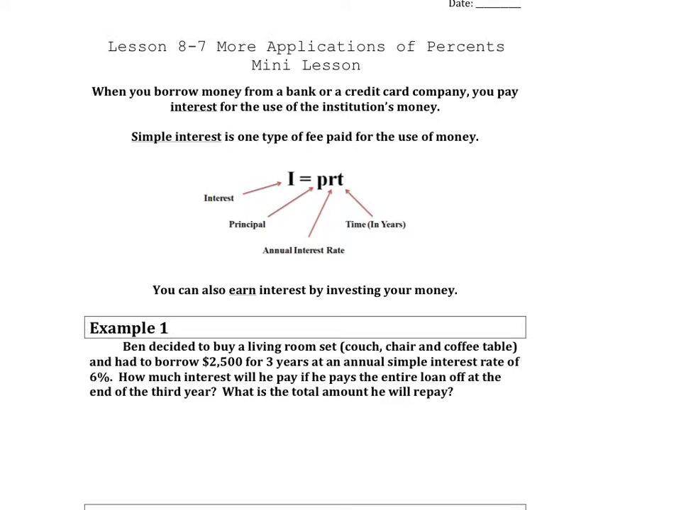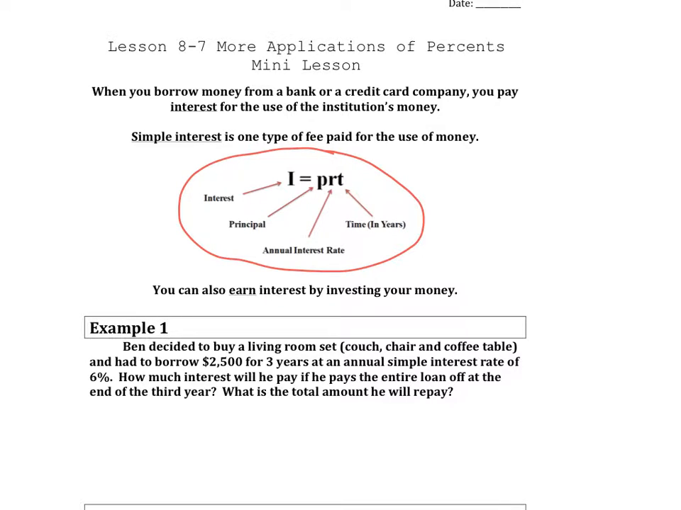In the problems we're looking at, we're going to do very simple interest. And our formula is I equals PRT, where I stands for the interest. It is the amount of interest earned or accumulated. The principal is the original amount put into the bank or the original amount of money that was borrowed.